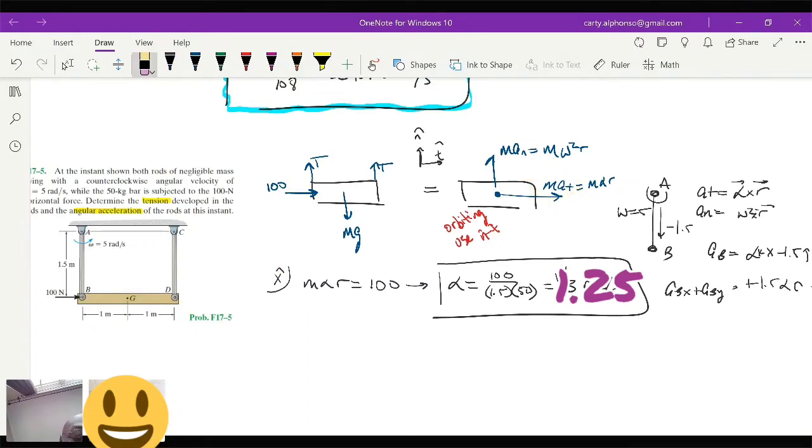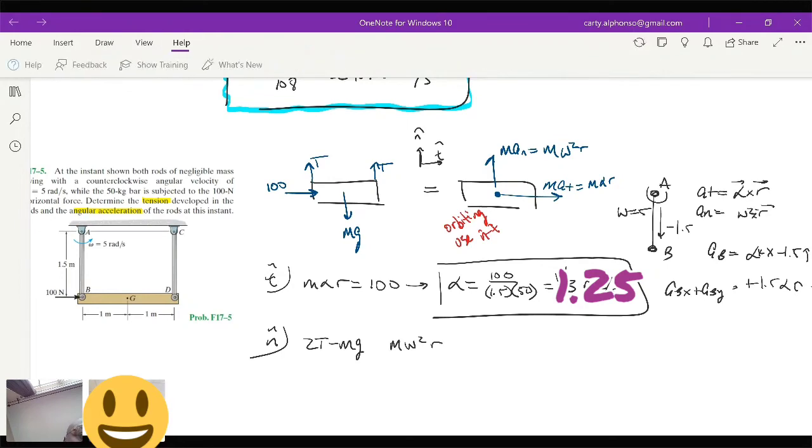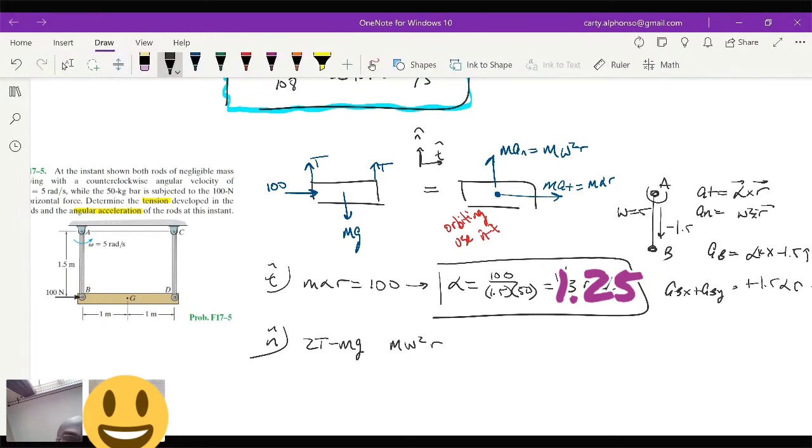I shouldn't have called it the x direction. I should have called it the tangential direction. And now we have the normal direction. So we have 2t is going up. So that's positive, minus mg. Going down is negative, and that's got to equal mass w squared r. And now you see how easy it solves once I considered exactly what you were saying.